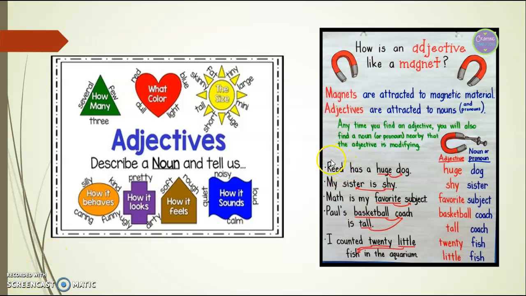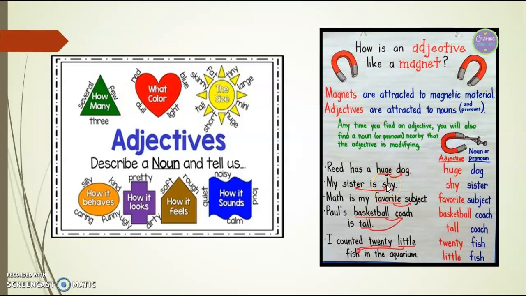So she is a noun. However, here the noun they're describing is the dog. So here, who's the noun? The dog. And what about the dog? It's huge. Same thing with the next one. My sister is shy. Who are they talking about? The sister. And what about the sister?